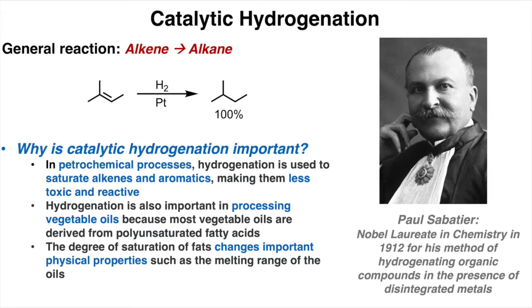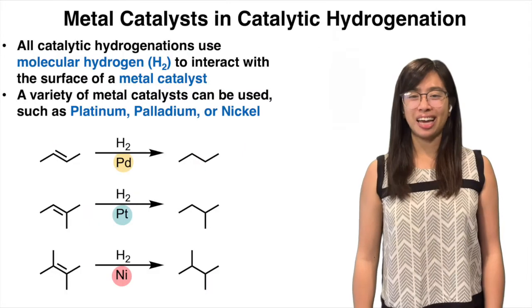Margarine is a nice, spreadable, semi-solid butter created from vegetable oil, which is typically an unsaturated liquid at room temperature. But the process of partial hydrogenation, which adds hydrogen atoms and reduces double bonds in the vegetable oil, changes important physical properties like its melting range. But let's get into the chemistry.